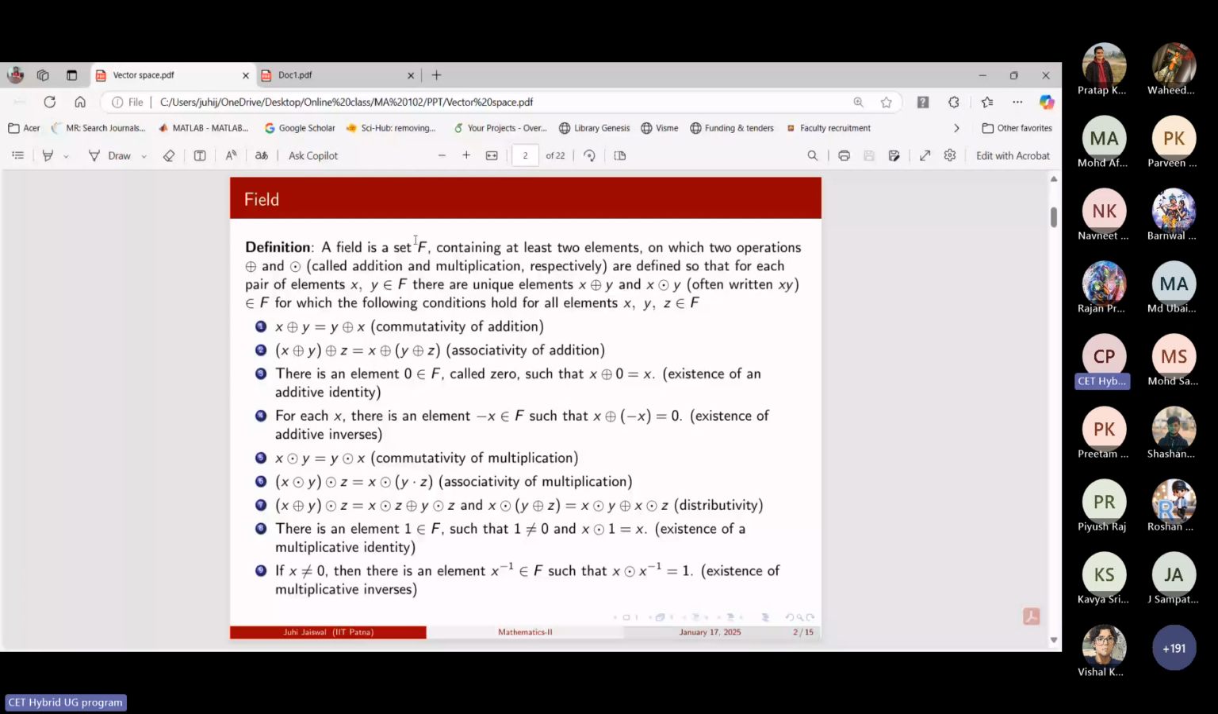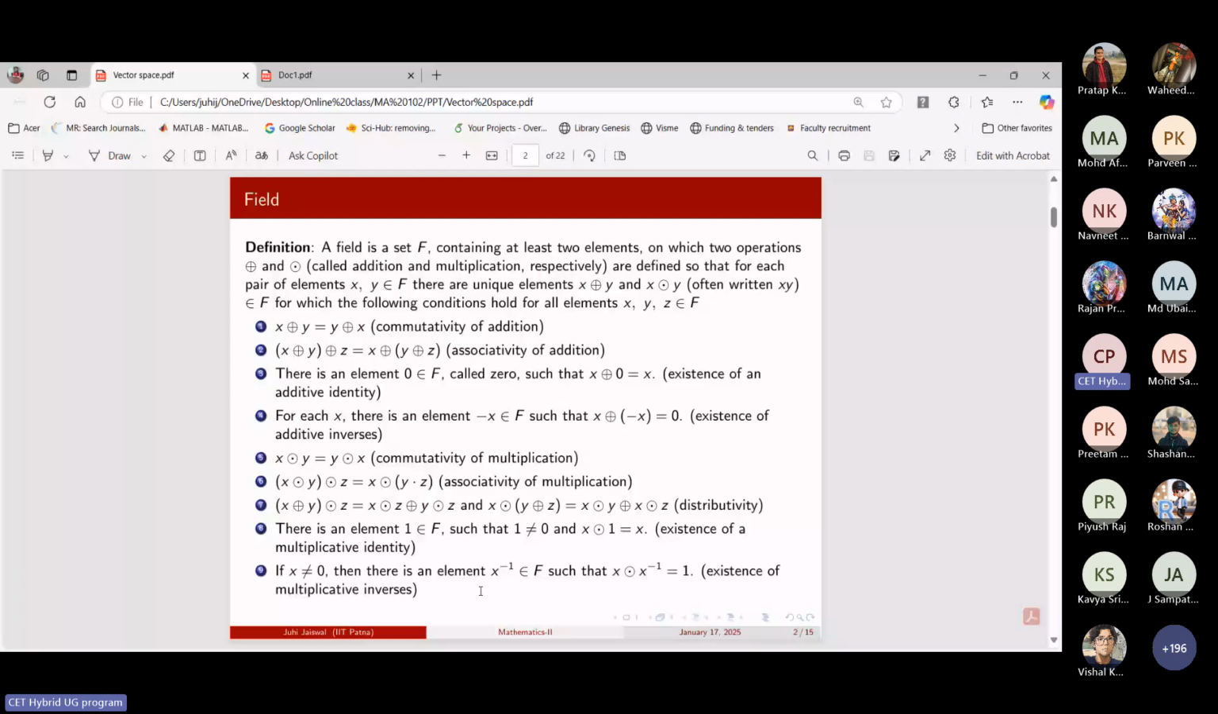Not only this, but we have some other properties also which must be satisfied if the given set is a field with respect to these operations. What are they? The first one is commutativity of addition. This means x ⊕ y should be equal to y ⊕ x. Either we add x to y or we add y to x, both must be the same. The second property says associativity with respect to addition. This says what?